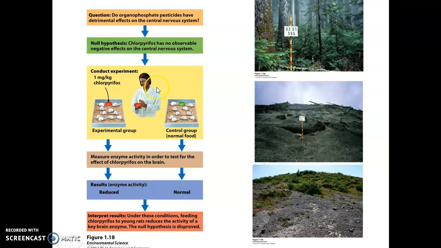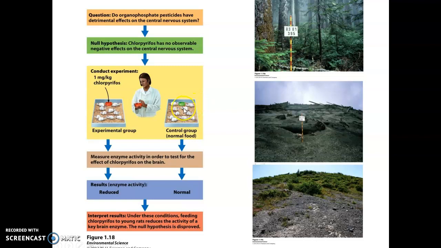So let's start with the left, which is a controlled experiment, and on the right you have a natural experiment. On the left, you have your question. Do organophosphate pesticides have a detrimental effect on the central nervous system? Don't worry too much about the null hypothesis. We're not really going to deal with that in our course. So we'll conduct an experiment where we have two groups of organisms, the control group of mice and the experimental group of mice. So the control group and the experimental group need to be matched as closely as possible.